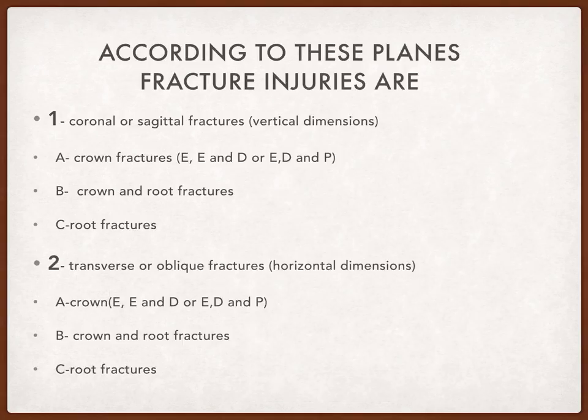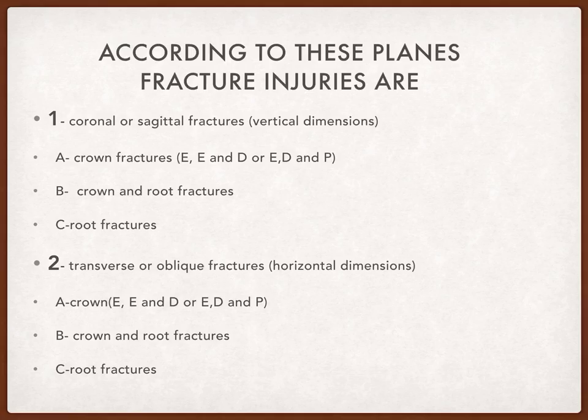So, as a summary, according to these planes that we have discussed, the fracture injuries are coronal or sagittal fractures, transverse or oblique fractures, and each one of them will affect the crown only, or the crown and root, or the root only. And the crown, when it is affected by a fracture, will involve the enamel only, enamel and dentin, or enamel and dentin with the pulp involved, which is called a complicated crown fracture. This was the summary of the tooth fractures.